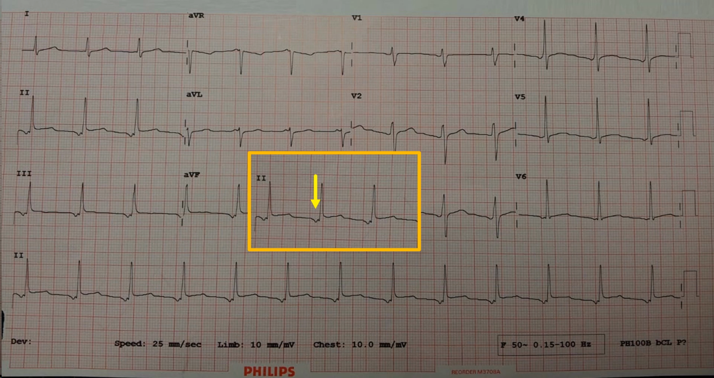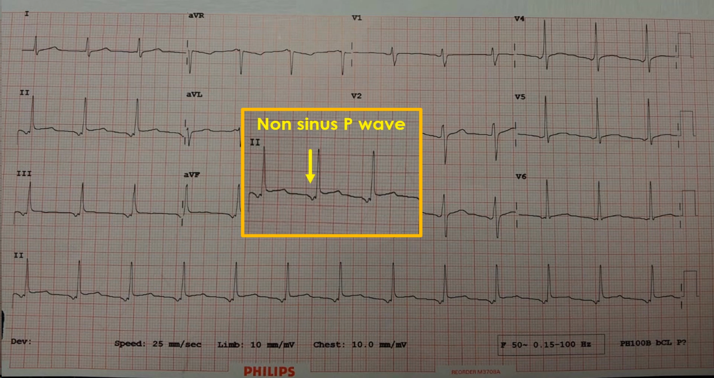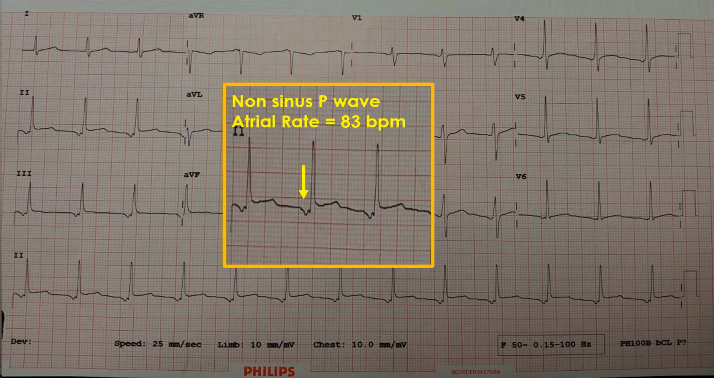So this is the zoomed-in view of the P waves which appear to be inverted. These are very obvious inverted P waves, and they are obviously non-sinus P waves. The rate of these P waves is 83 beats per minute. Now one should think why, with this rate, the sinus P wave is not being seen. Well, there are many reasons for that. We'll discuss this further.